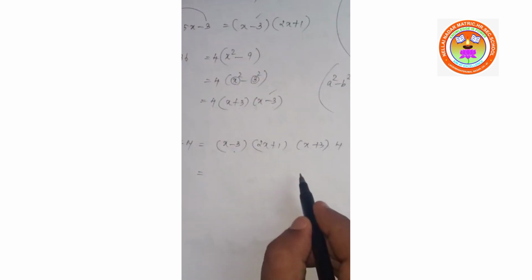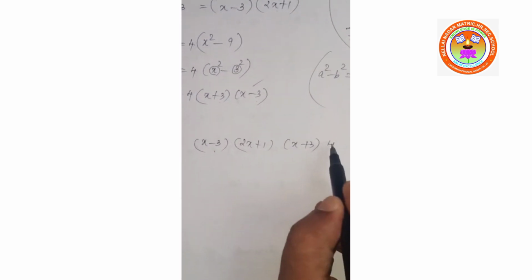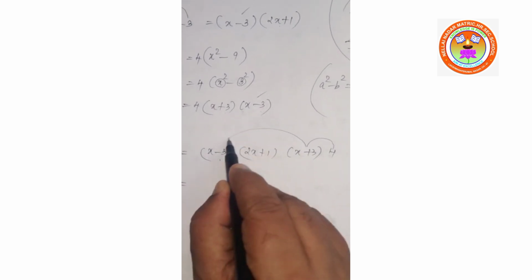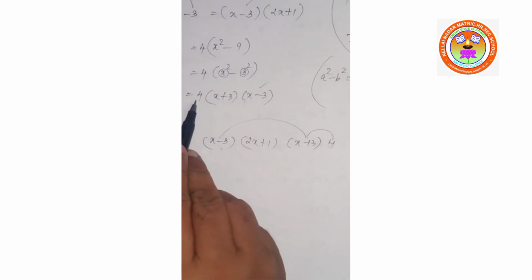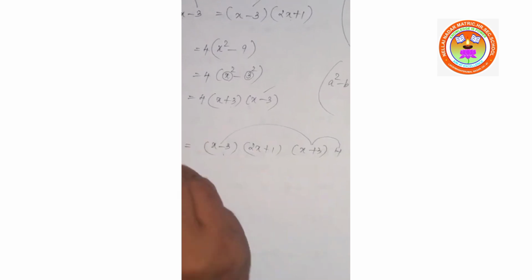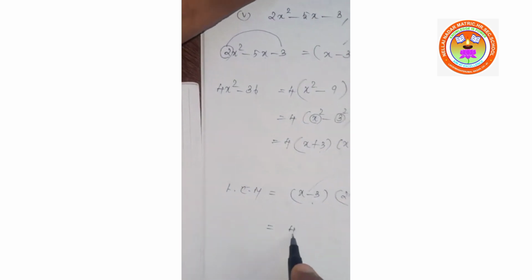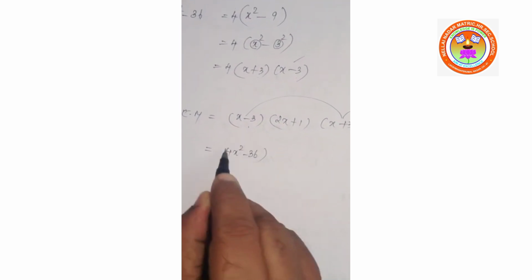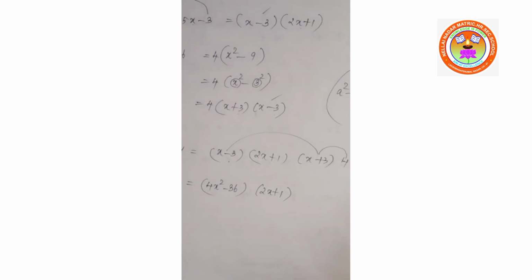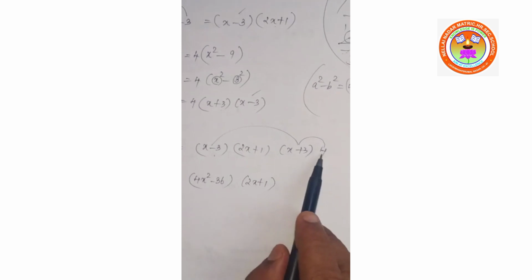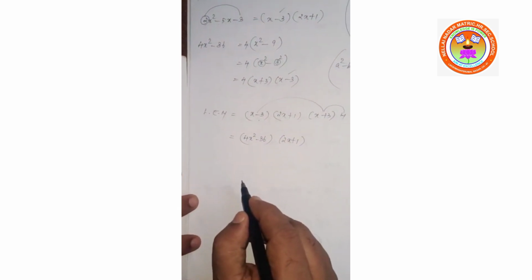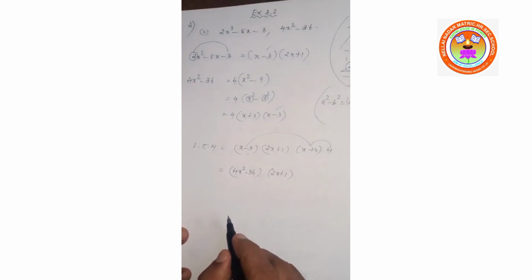You can write the answer. You have to simplify: 4 into x plus 3 into x minus 3, all three together, that is 4x squared minus 36, into 2x plus 1, written as it is. Otherwise, we can stop at this stage. You will be given full marks. Subdivision 5 is over. I will be teaching subdivision 6 in the next video.